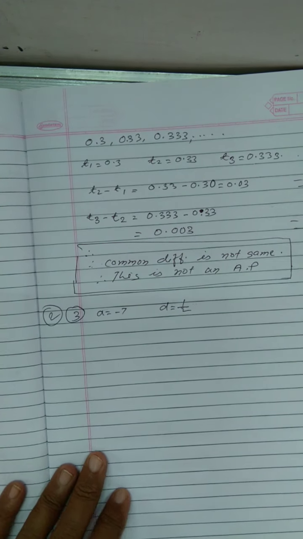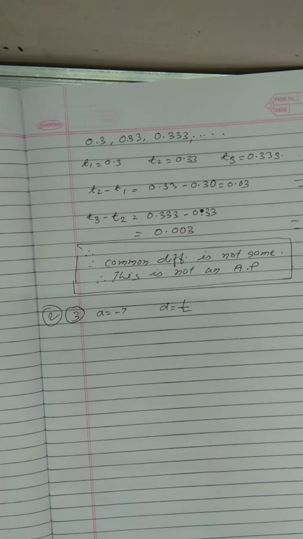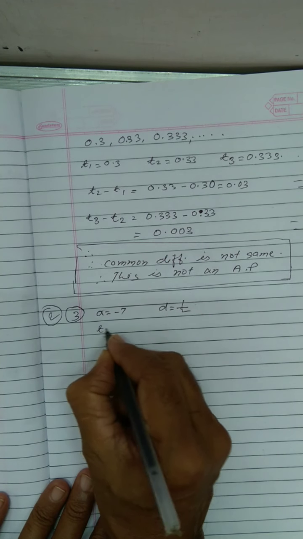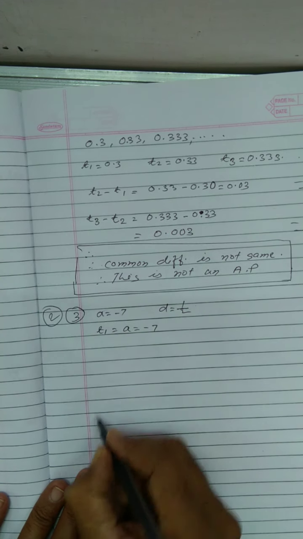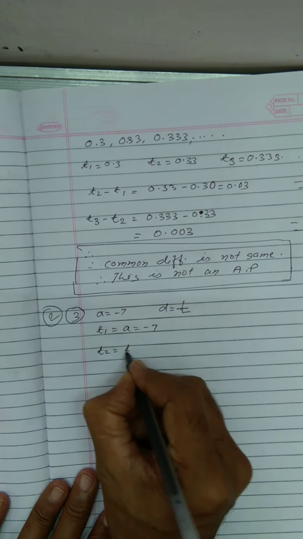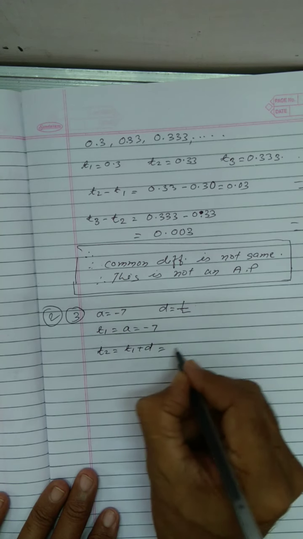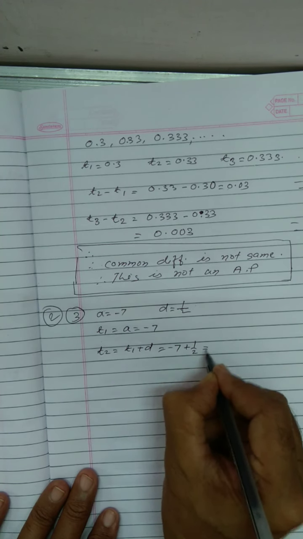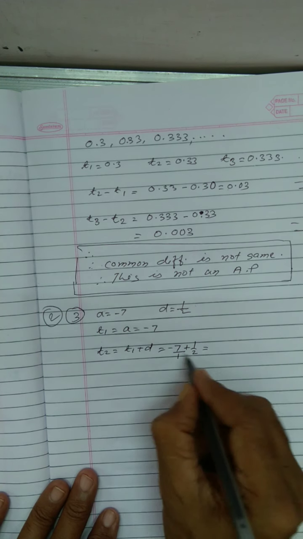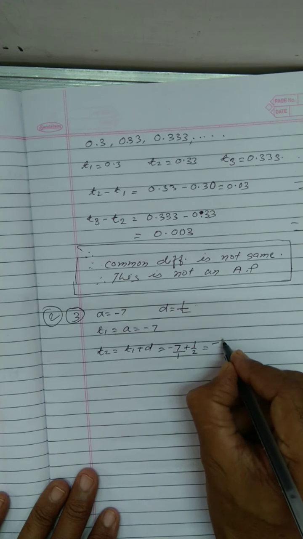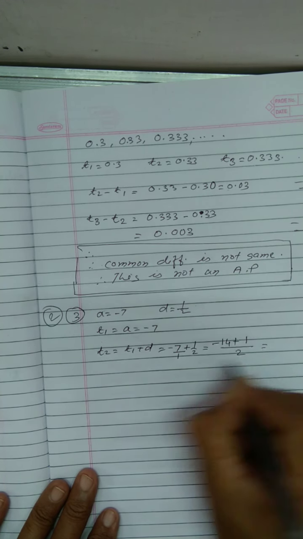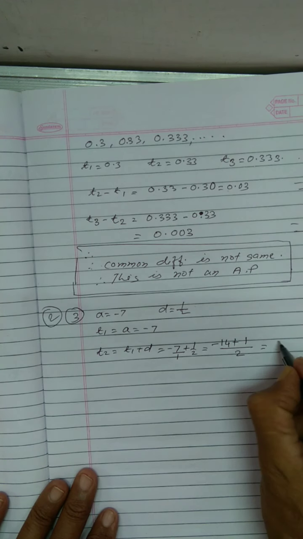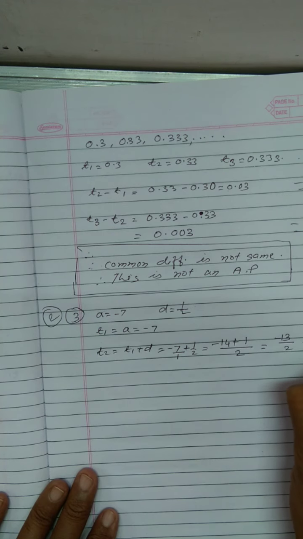Here we have to write an AP. That means the first term, T1, is equal to A, which is minus 7. Now T2 is equal to T1 plus D, that means minus 7 plus 1 upon 2. Here the denominator is 1, 2 into 7 is minus 14, plus 1 into 1, over 1 into 2. Hence we get minus 13 upon 2. Therefore the second term is minus 13 upon 2.